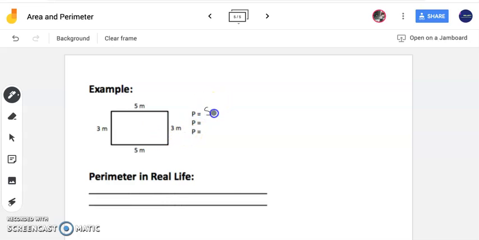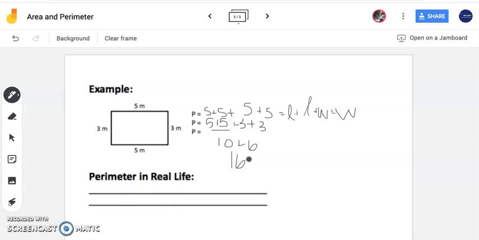So just like before, we had side plus side plus side, which many of you might realize here that you can also rewrite this as length plus length plus width plus width. Now, here, if I was to add this together, I have 5 plus 5 plus 3 plus 3. Now, when you are adding this together, if you need to take it in 2 parts, that's fine. 5 plus 5 is 10. 3 plus 3 is 6. Now, 10 plus 6 gives you 16 meters as my perimeter.